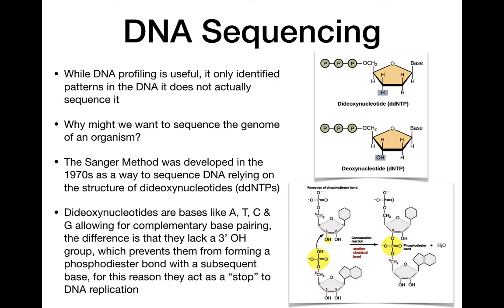Okay, so we see here, here are ddNTPs, and here we have just a hydrogen group, and on the regular NTPs, we have an oxygen here, but that lack of oxygen means it can't bond the next one and keep going. So no phosphodiester bond forming because we're lacking that OH here.